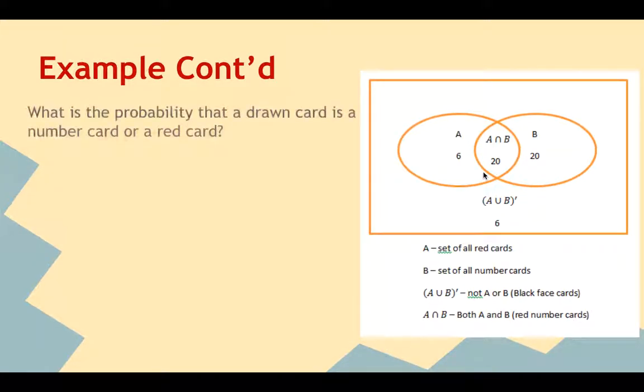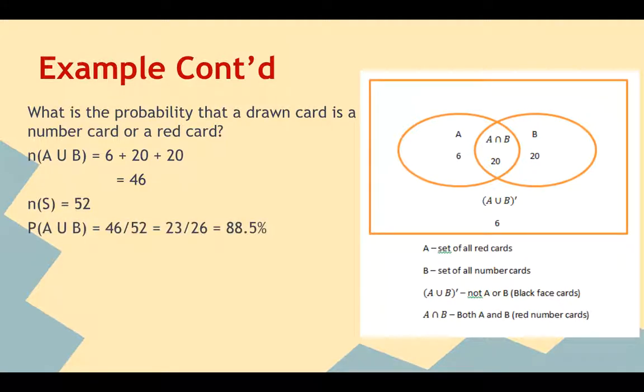Continued: what's the probability that you're a number or a red card? Number or red is all 3 of these. That's the union, the 3 added up. It's 46. That's the N of, and notice we don't call it N of A; we call it N of A union B, which is really what you want. You could call it N of A if it's just the event of winning. And then N of S is still 52. So you've got 46 out of 52.